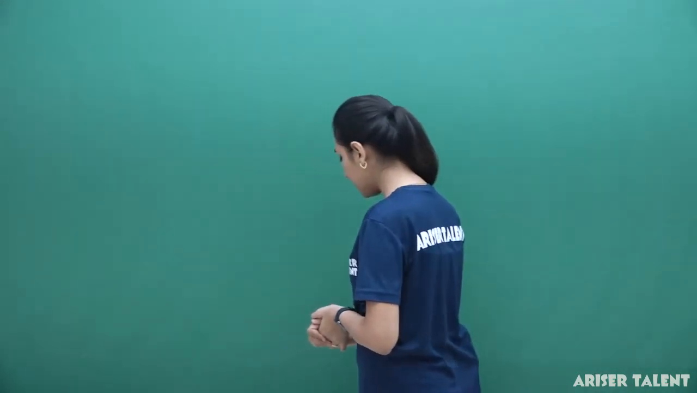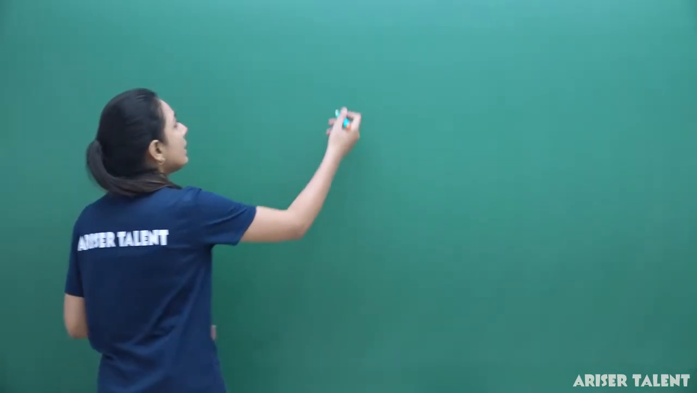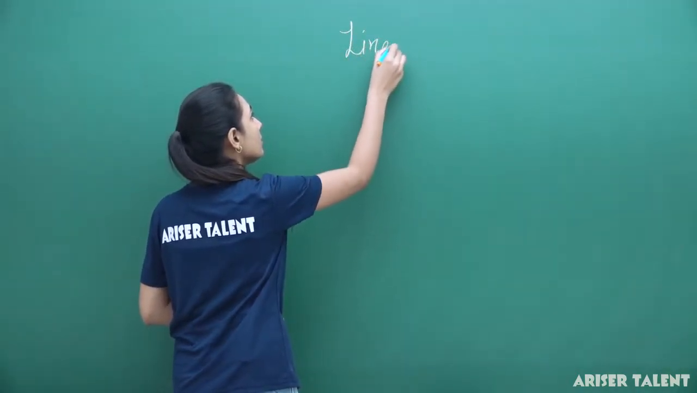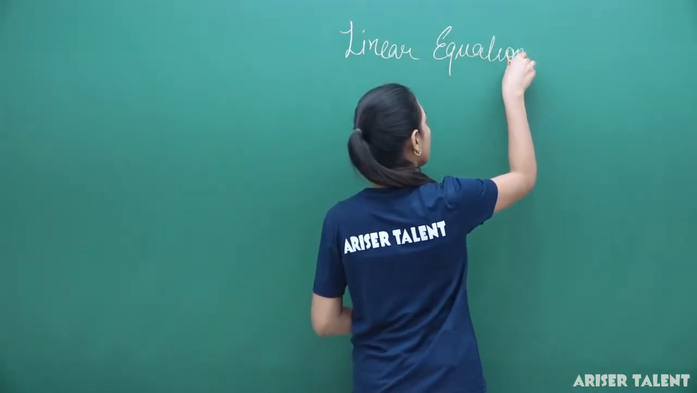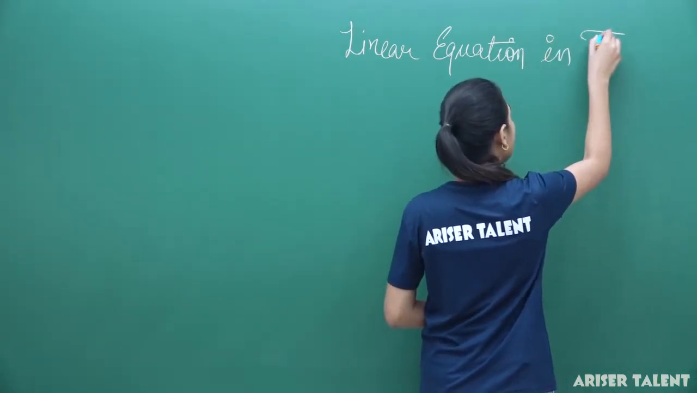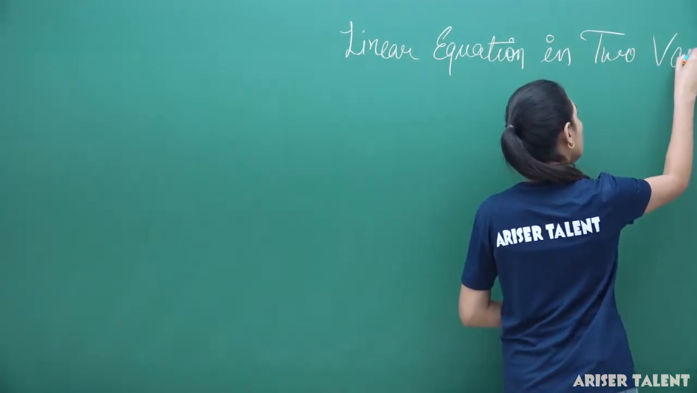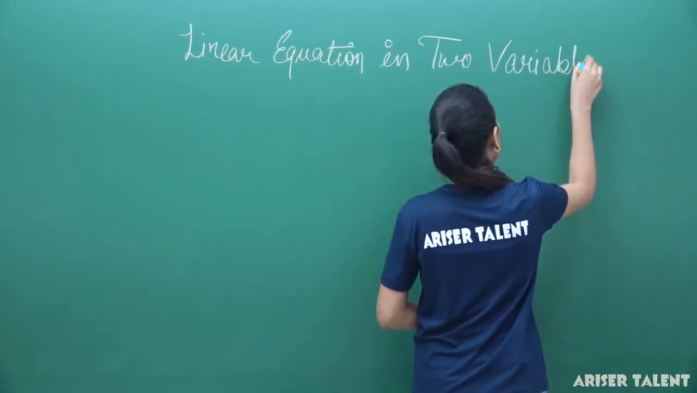Students, we were discussing this chapter, linear equation in two variables, and that has now been finished. Now we are talking about the summary, a quick revision of the chapter so that you can memorize the important points of your chapter in half an hour. So this is the chapter's name, linear equation in two variables.